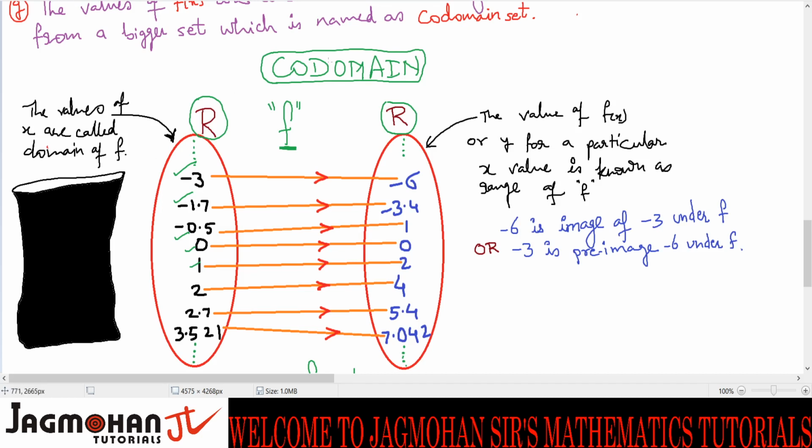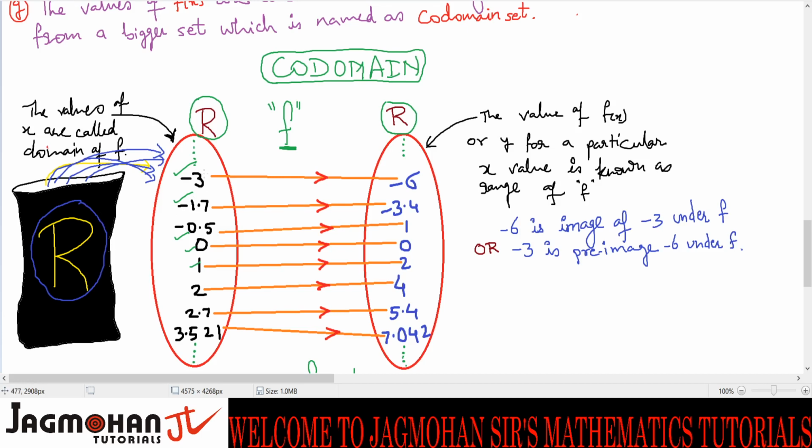We saw that this is containing all the real numbers. So all these numbers are coming from this particular set. Every number that goes to the function comes from this set, and this set becomes the domain of the function. This particular set from where the numbers are coming becomes the domain of the function.